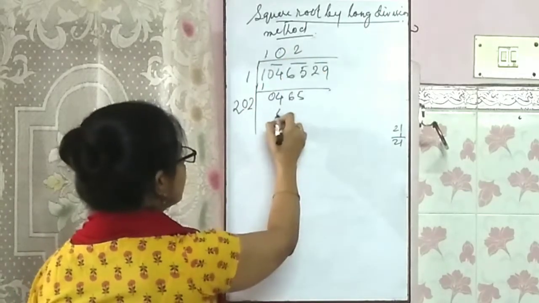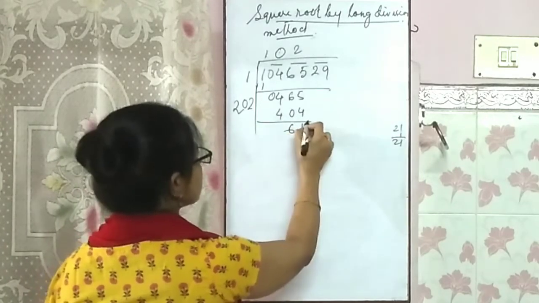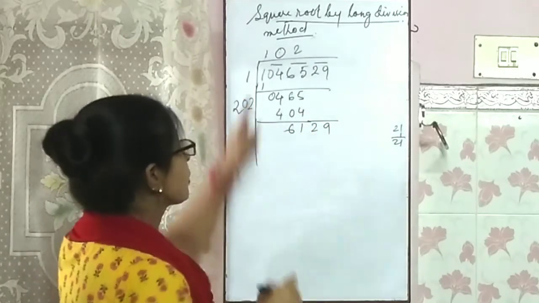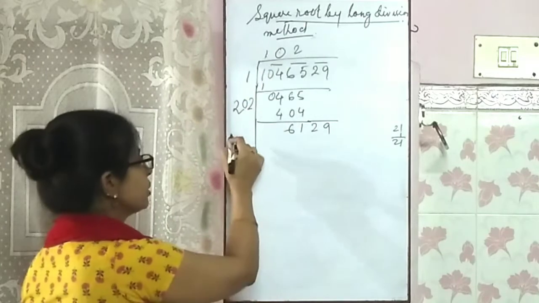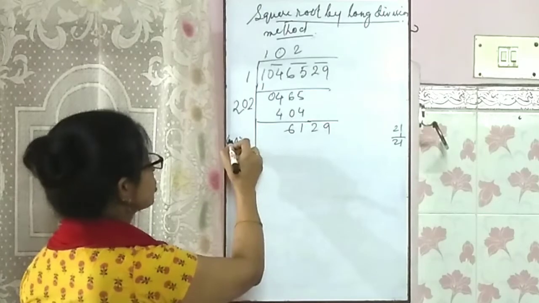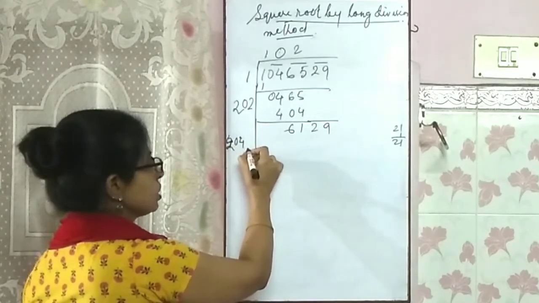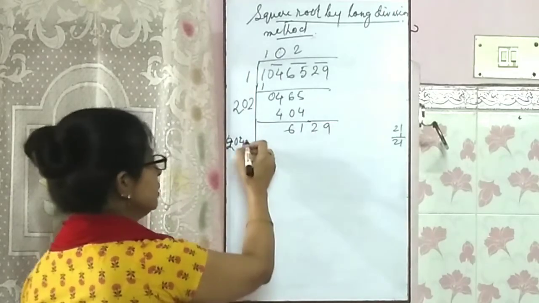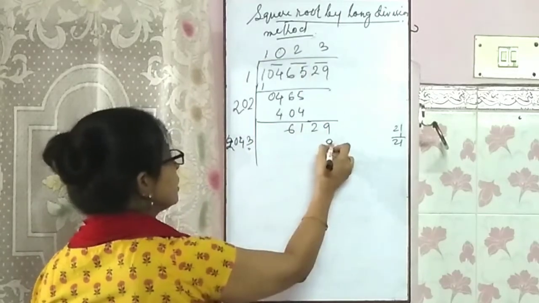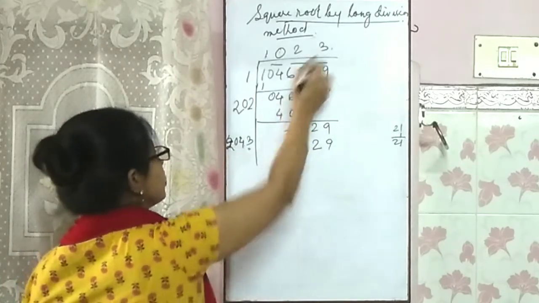If I place 2, it will be 404. Here it comes 61. Then 29 will come down. Here we have got 102. That will be made double, so 204. Now we'll choose such a number so that we get 9 here. Say if it is 3, I'll check 3. Then 3 3s are 9. 3 4s are 12, 1 carried. 3 0s are 0, plus 1. 3 2s are 6.